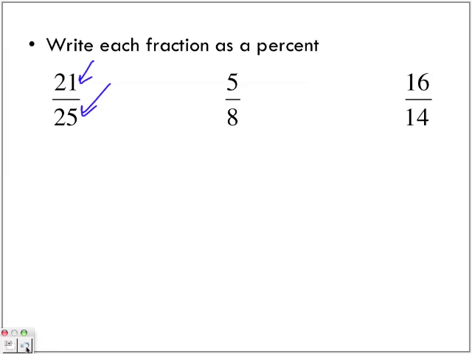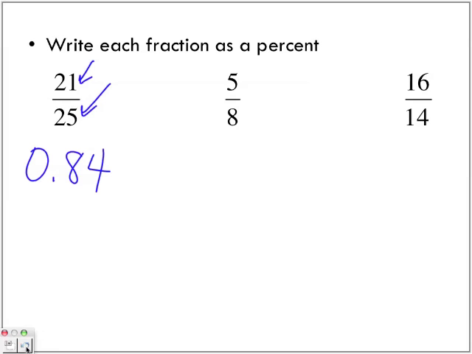0 decimal 84. Is that the whole thing? Give me the rest of the digits. 0 decimal 84. So we've converted our fraction into a decimal.